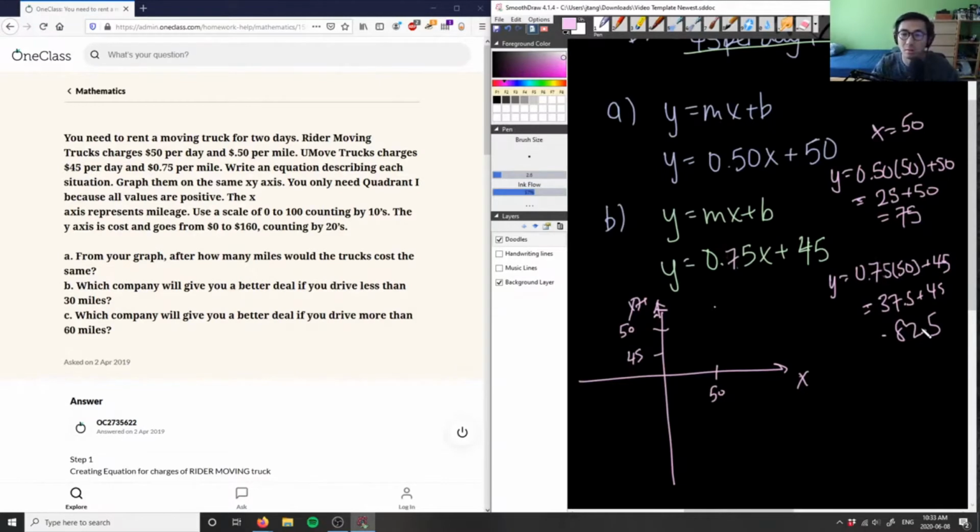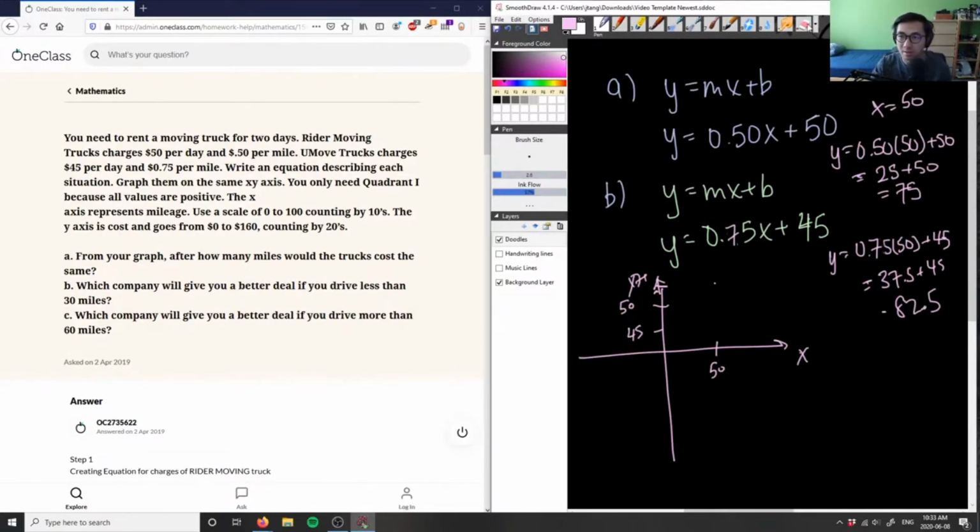So I'm going to have to actually redraw my axis here because this looks really messy. So let me do that.